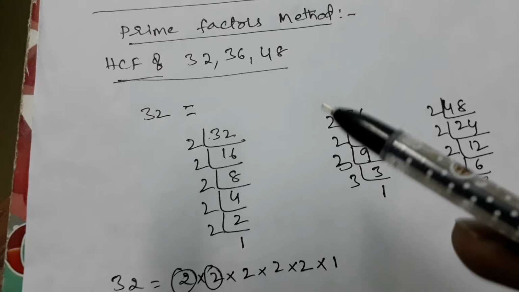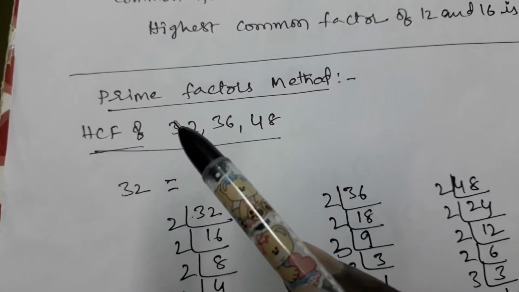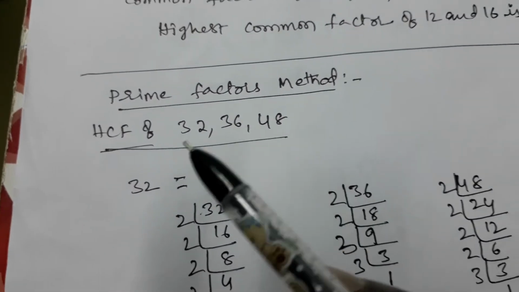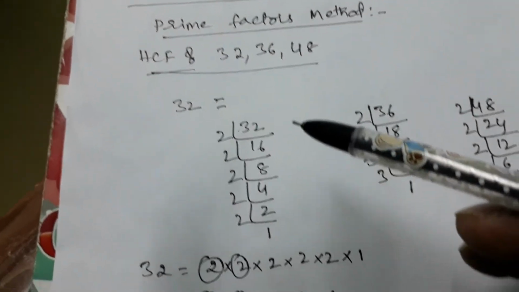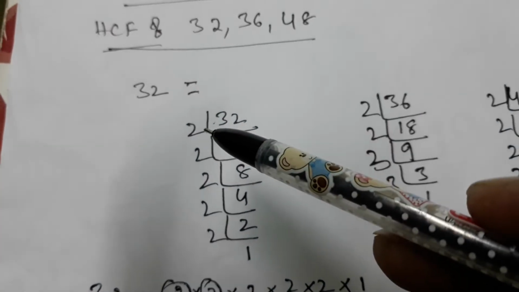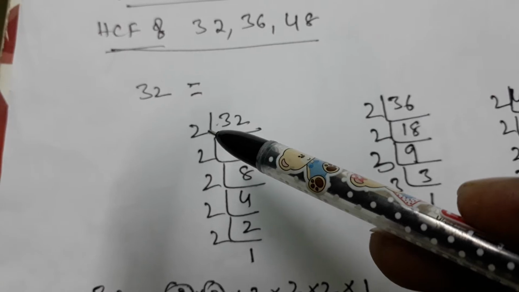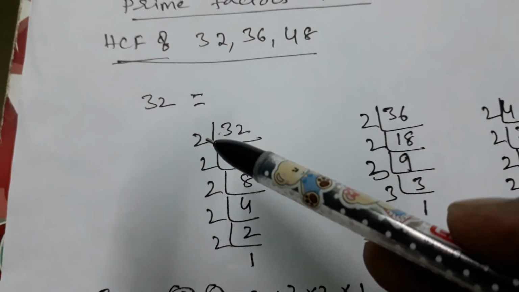Now how to find it? By using prime factors. This is the method. The first method is the prime factors method. Using prime factors we have to find the HCF. See how to find it. Take 32, and take the factors as only prime numbers. Prime numbers only. 2 is a prime number.